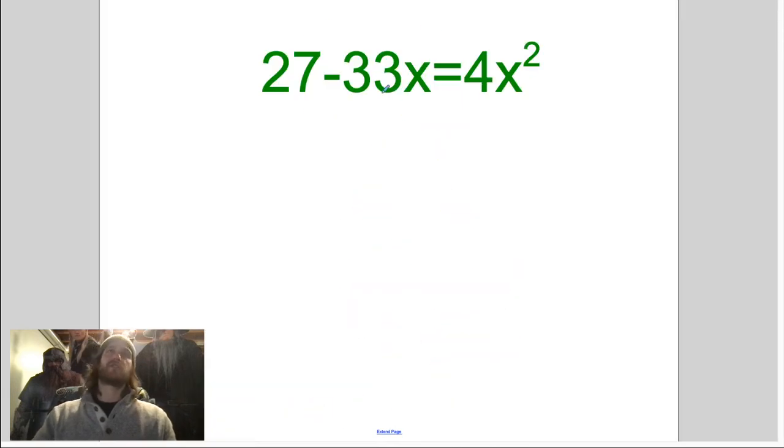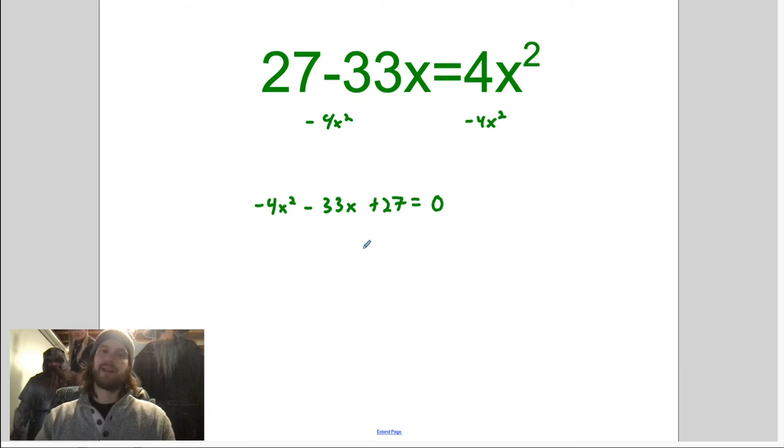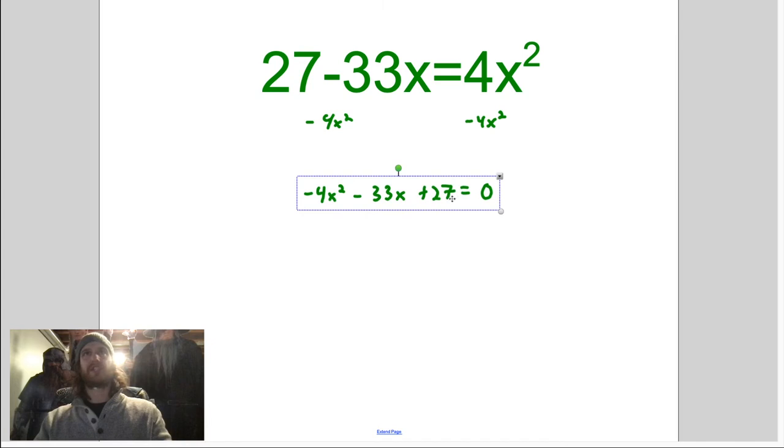Now you have a couple options. You can move both of these terms onto the right and put 0 on the left, or we can move this term to the left and put 0 on the right. It does not matter at all. So I'm just going to subtract 4x squared from both sides. It has no like terms over here, and I'll write it in standard form, which would be -4x squared minus 33x plus 27 equals 0. Isn't that fun? Just peachy. This quadratic formula.